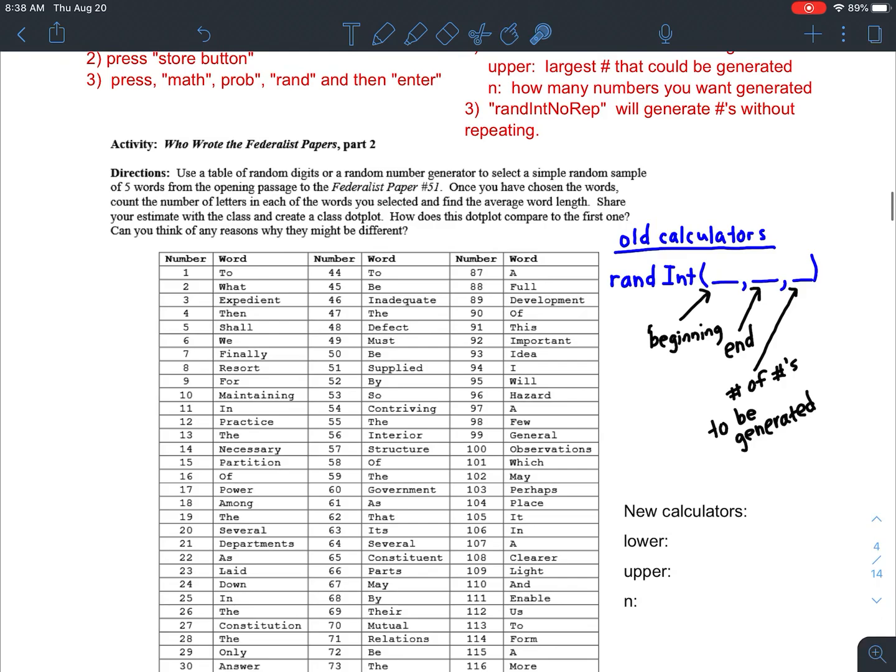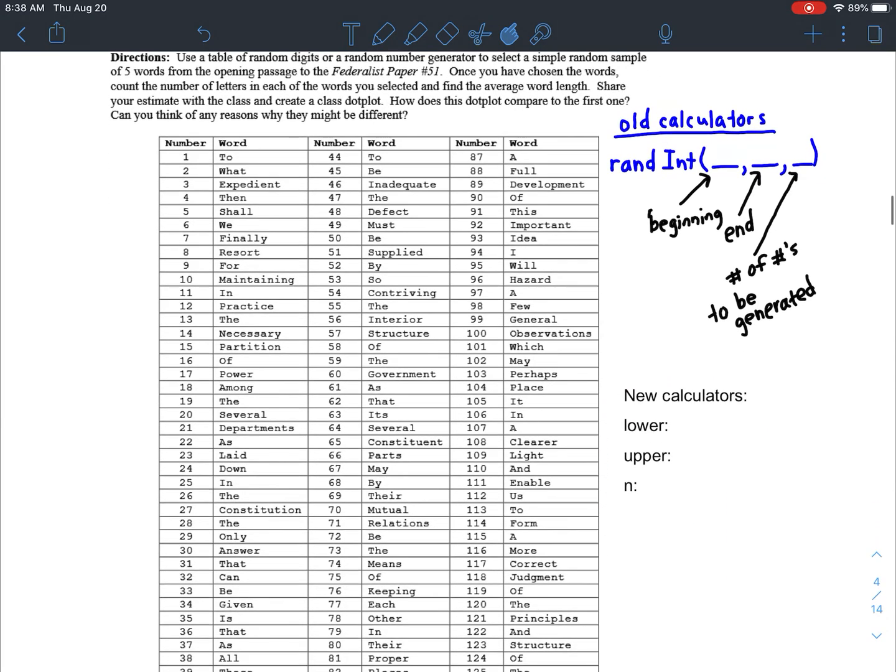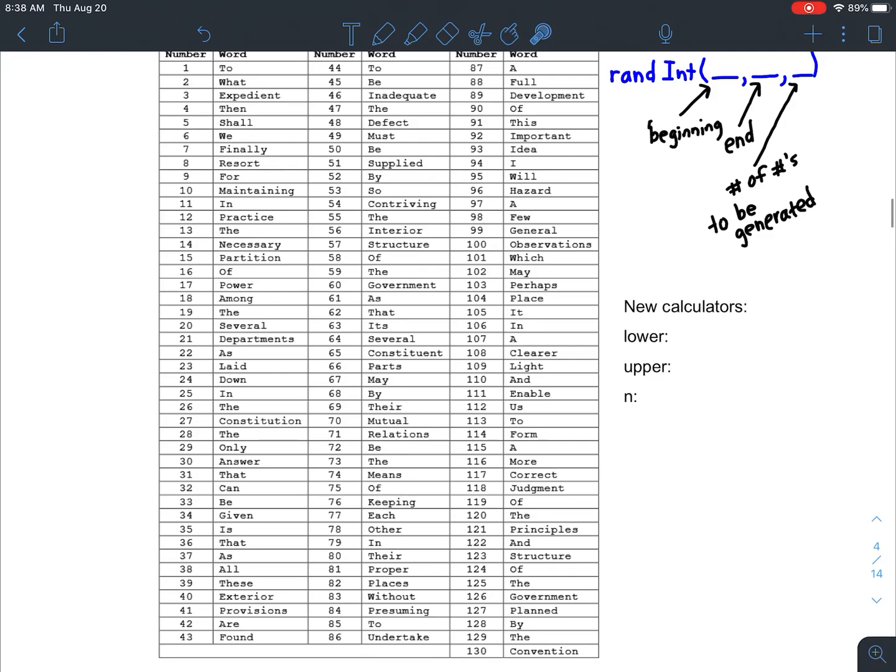Newer calculators, your screen would look like this, but the idea is in this table, these are all of the words that are in that excerpt from the Federalist Papers, starting with the first word, to, and ending with the 130th word, convention. We were wanting to randomly generate 5 numbers between 1 and 130. So the inputs on the calculator would be the first possible number would be 1, the last possible number would be 130, and we're wanting to generate 5 numbers. In newer calculators, your inputs would look like this.